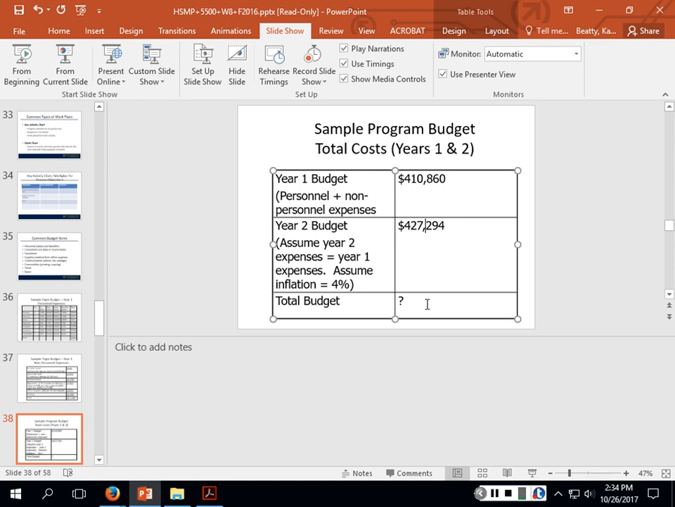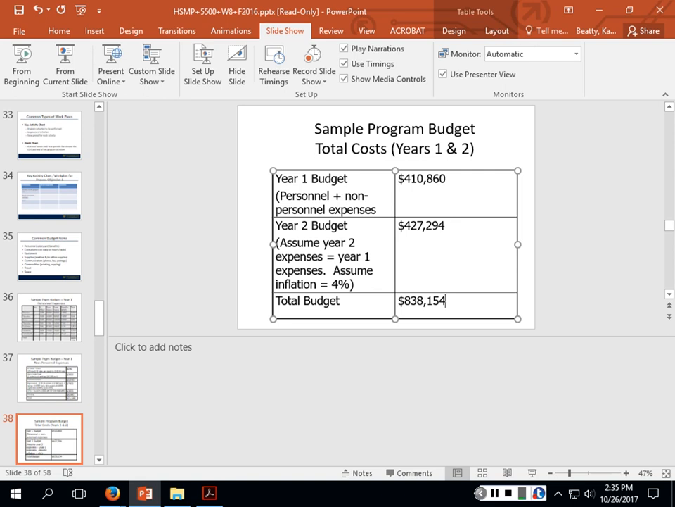So if this is a 2-year program, then the total budget for both years is 838,154. Okay? So one more time, I will ask, does everyone feel comfortable with how we arrived at those figures?